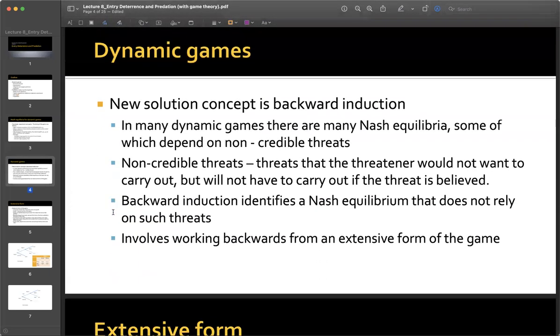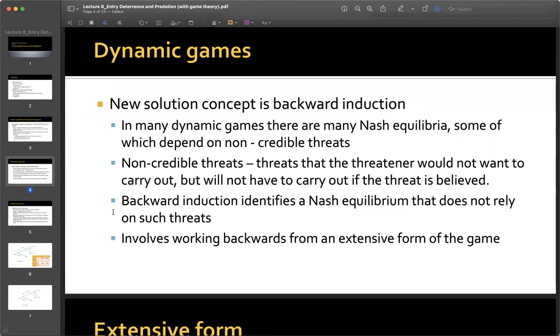So here's our new solution. As opposed to simple Nash equilibrium, we're looking at backward induction. In many dynamic games, there are many Nash equilibria, some of which depend on non-credible threats. So non-credible threats are threats that the threatener would not want to carry out, but will not have to carry out if the threat is believed.